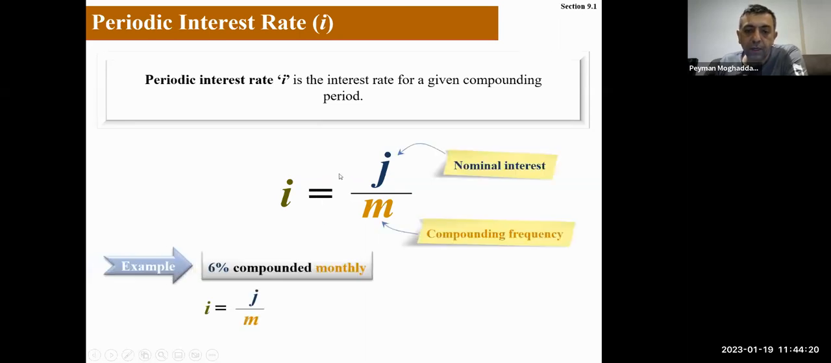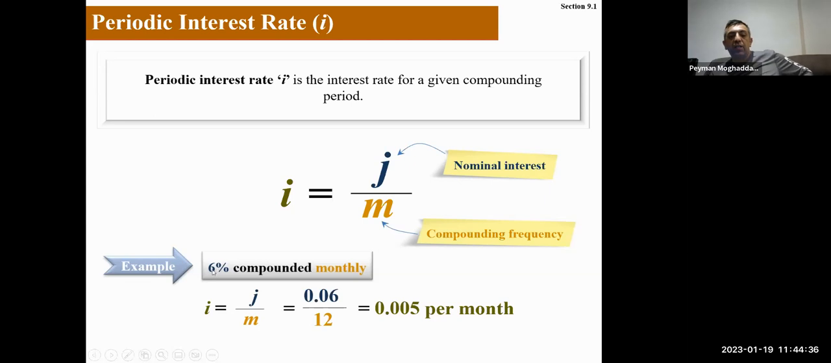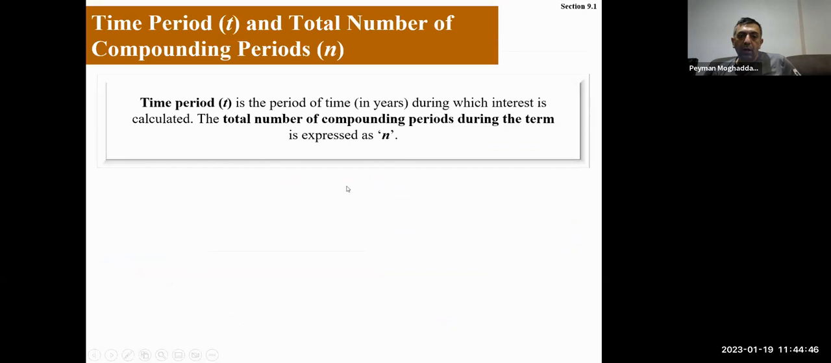For example, 6% compounded monthly means that you have to divide 0.06 by 12, and it's going to be 0.005 per month. This is going to be the periodic interest rate. So the periodic interest rate is calculated from the nominal interest rate with this equation: J, the nominal interest rate, divided by the compounding frequency.